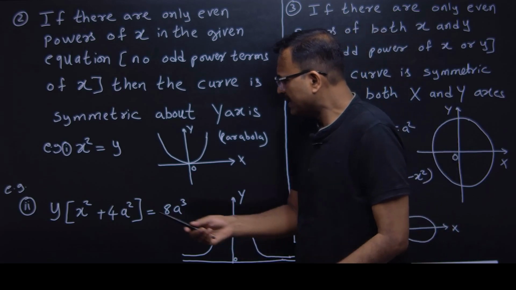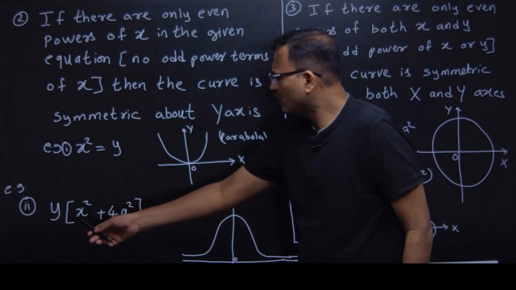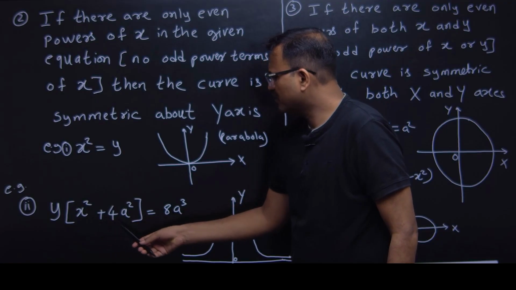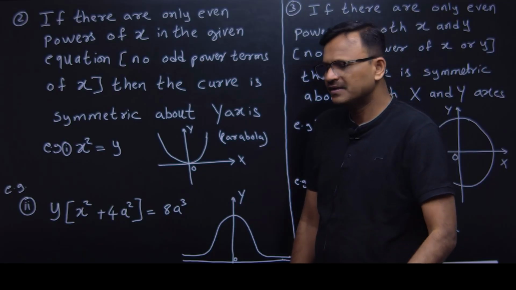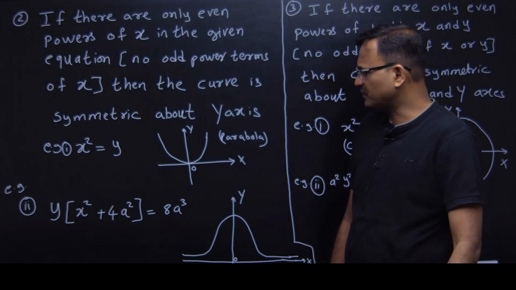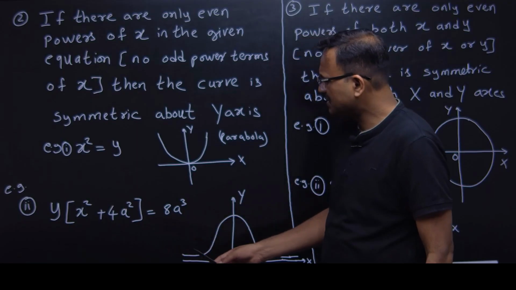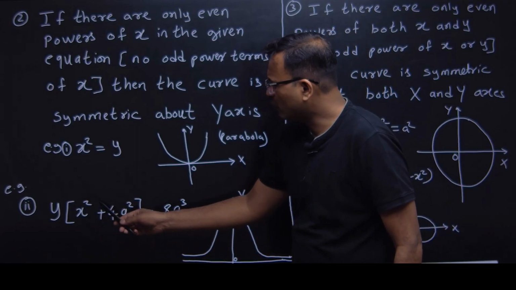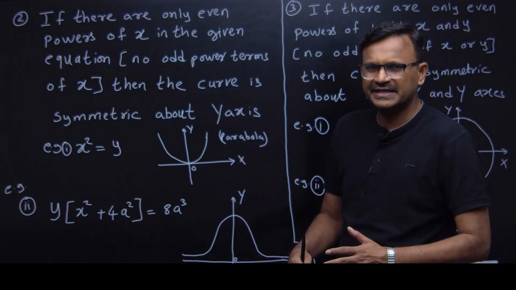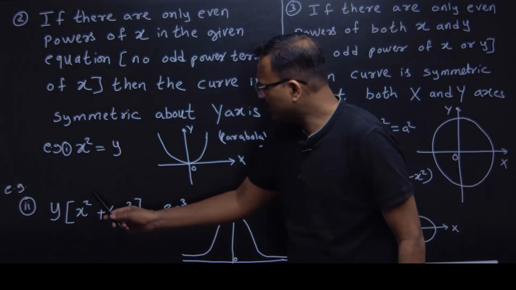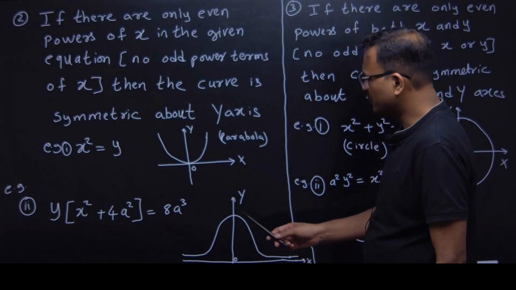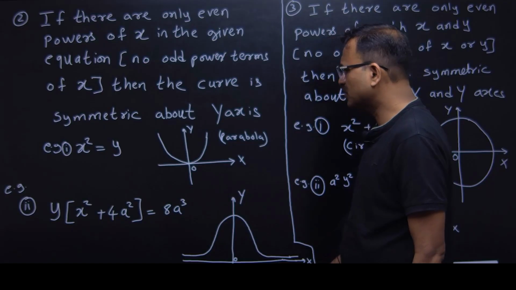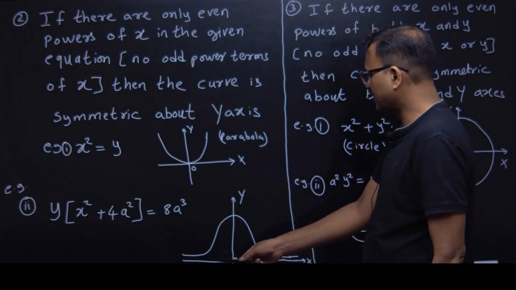Then consider this example: y into (x square plus 4a square) is equal to 8a cube. We just want to see the symmetry of this curve. You can observe that in this equation we have only even powers of x. There is no odd power of x like x raised to 1. So we can say that the curve is symmetric about the y-axis.